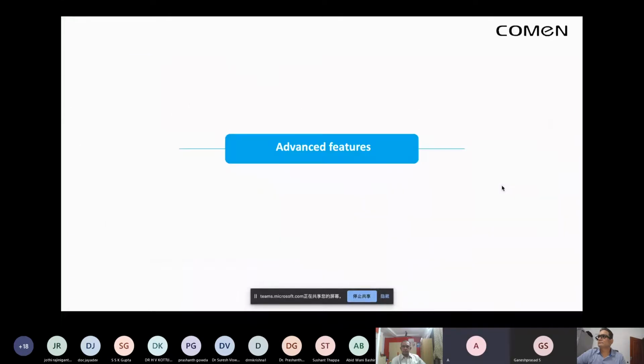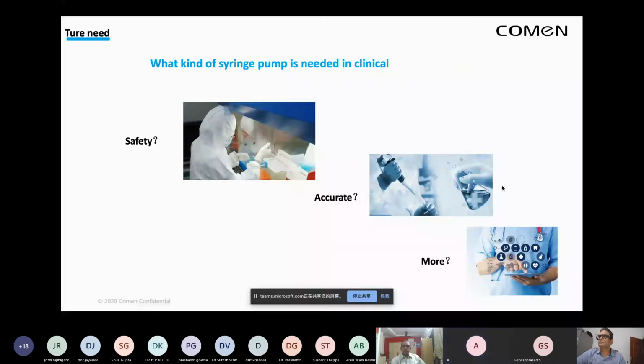So let's see the advanced features. What kind of syringe pump is needed in the clinic? From our thinking, number one should be safety, and second, it should be accurate. We also need more functions, humanized design, and operational details. So first, we are going to have a look at the safety guarantee.